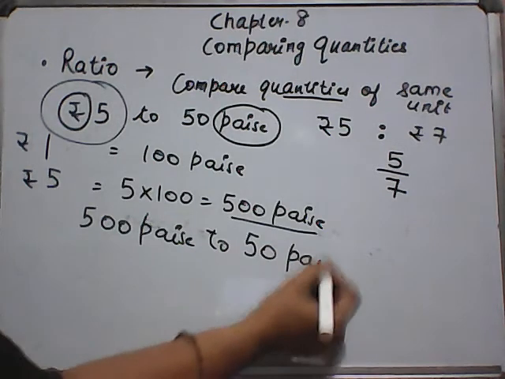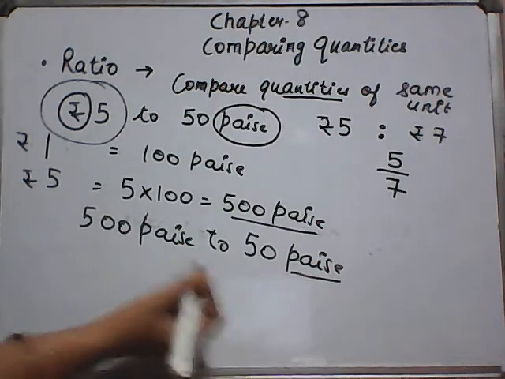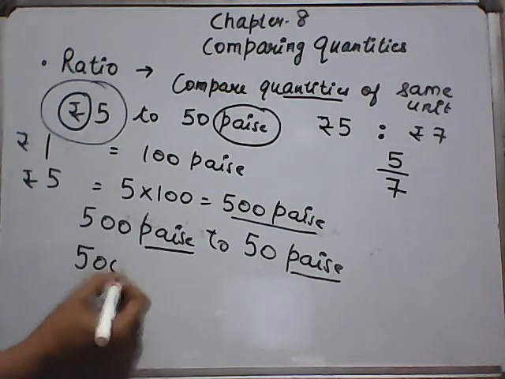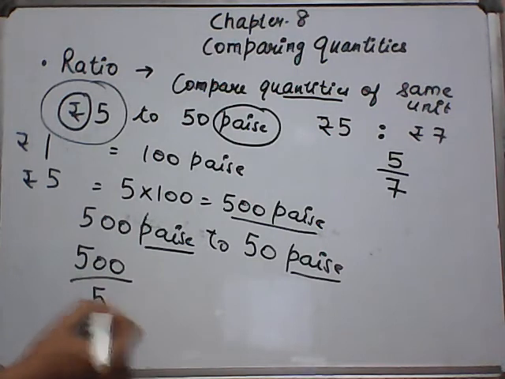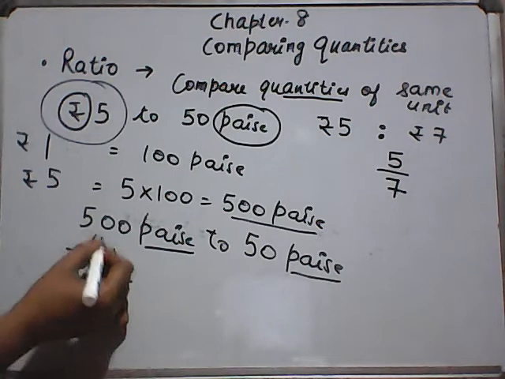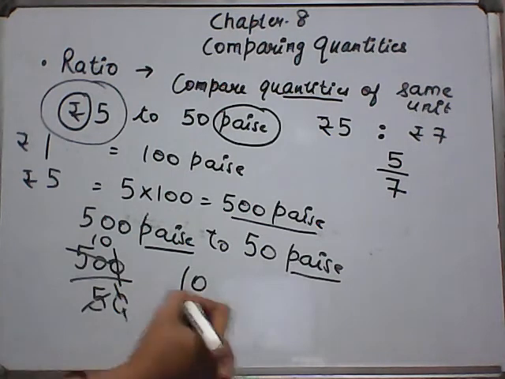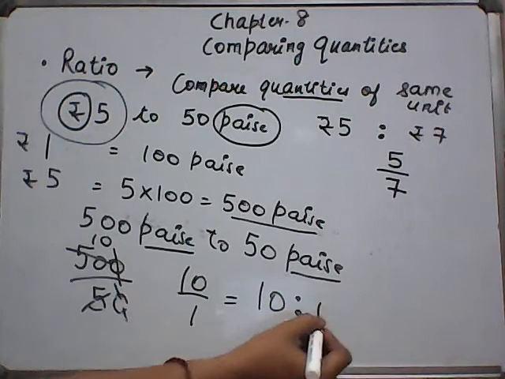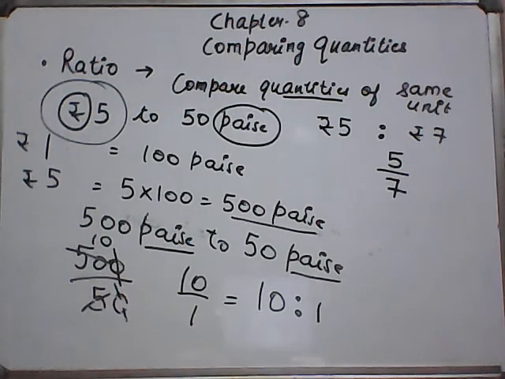Now, here both these measurements are same, paise and paise. Now we can find out the ratio between these two quantities. 0 is cancelled out with 0. 5 is cancelled out with 10. 10 divided by 1. We can write it as 10 ratio 1. And this way, we can find the ratio of two quantities.